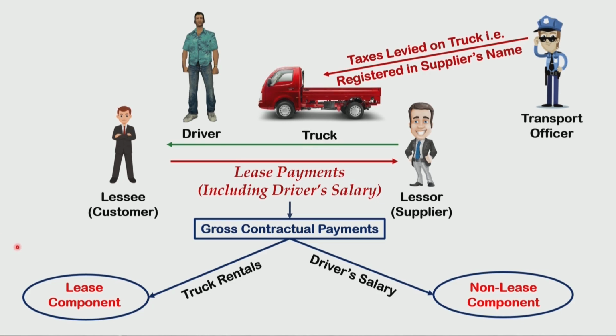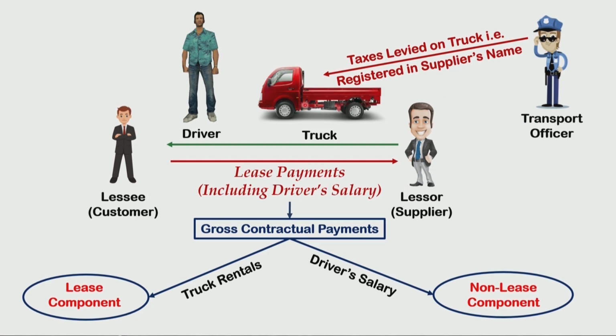We should not forget one thing, that the truck, the asset, is in the name of the lessor. That means the legal title to the truck belongs to the lessor. So as per the transport department records, the owner of the truck is this party, that is the lessor, correct? So the taxes will be levied on this party and it is the lessor who will be responsible for paying taxes.